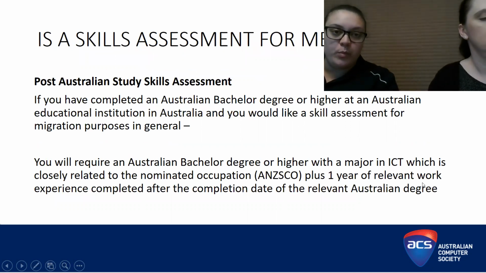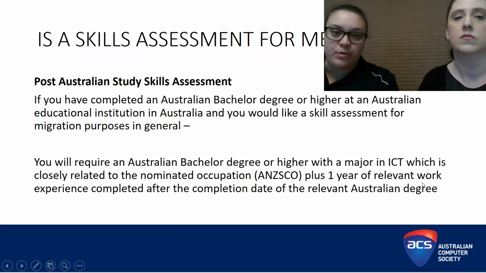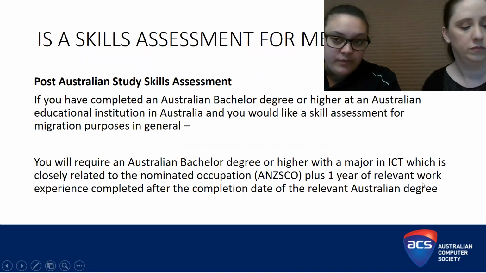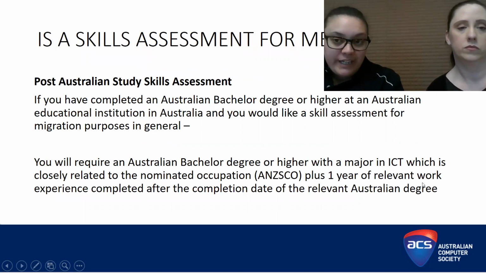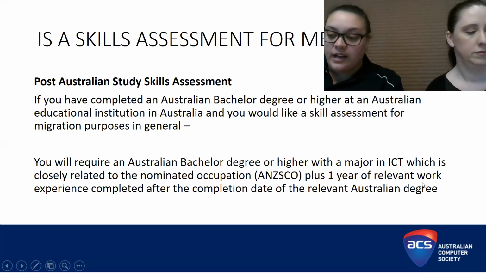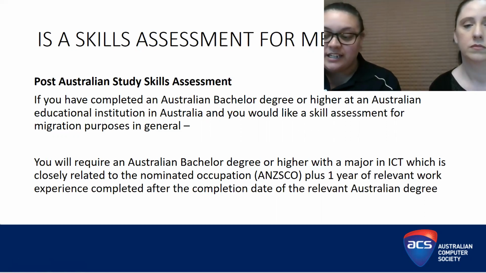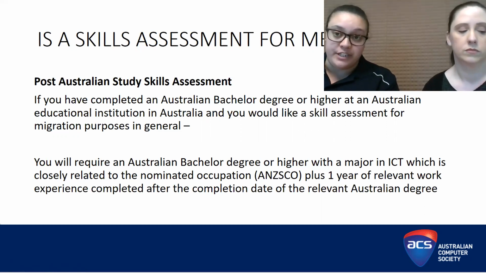Based on what we've been given, we're only going to talk about one particular application type, which we believe would be suitable for you guys. And this is our post-Australian study application skills assessment type. Basically the gist of it is, if you have an Australian bachelor degree or higher with ICT major content and is relevant to the code that you're going to nominate, then this will be the application type for you. With this, you would need 1 year of employment after the completion of that relevant Australian degree.